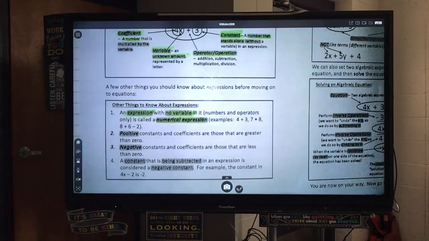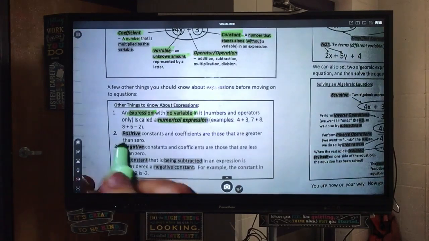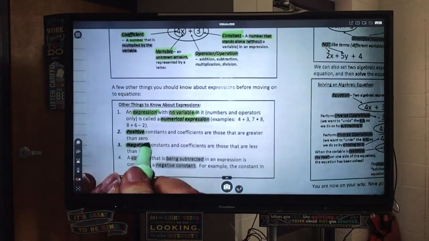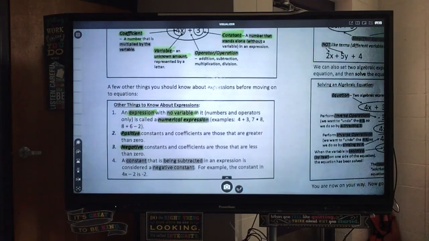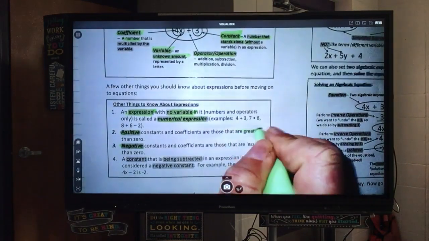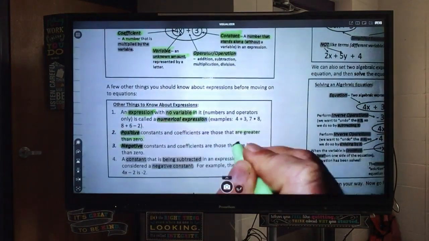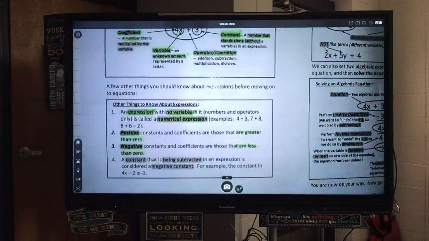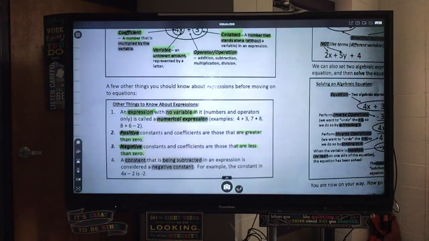All right, positive constants and coefficients are those that are greater than 0, obviously. Negative constants or coefficients are those that are less than 0. Do we need to highlight anything other than positive and negative there? Are you sure? Oh, less than 0 and greater than 0. All right, so greater than 0 and less than 0. This is for y'all, so I will highlight whatever you want to highlight.